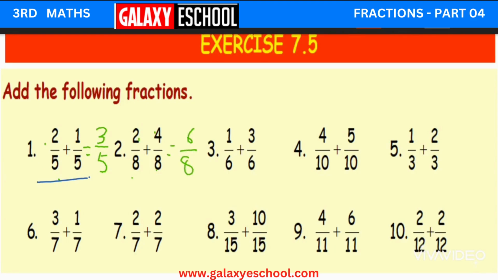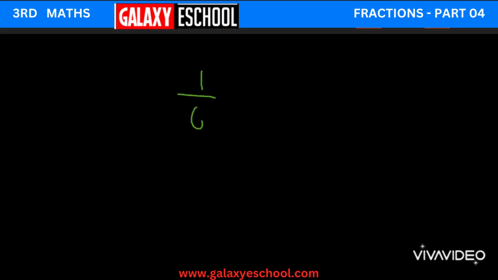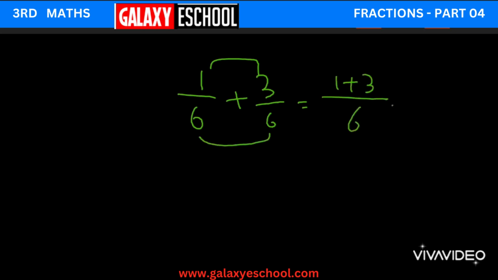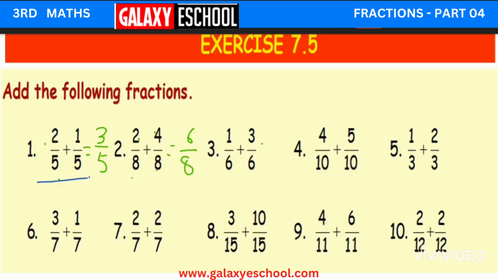Okay children, question 3. 1 by 6 plus 3 by 6. Now again add the numerators. 1 plus 3 divided by our common denominator 6. Instead of writing two denominators separately, we are writing it as one. 1 plus 3 is equal to 4 divided by 6. So 4 by 6 becomes our added fraction, the sum of the given fractions.